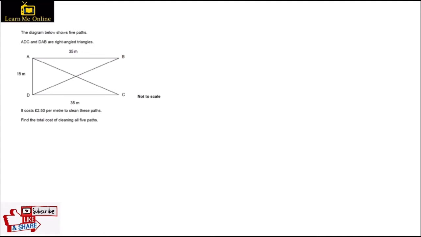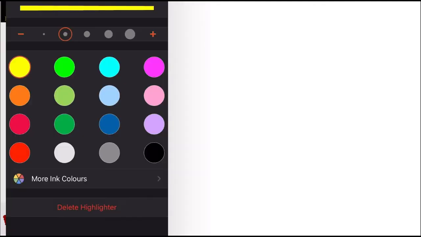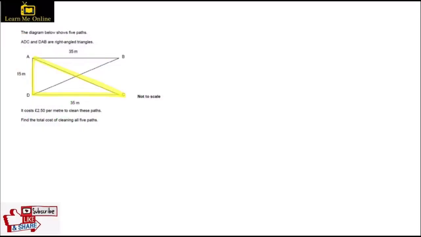So A, D and C is the first one. This is the first triangle. Now the next part is D, A, B, and to highlight that, D, A and B is this part. So we can clearly see that these are two different triangles, and they both are right angle triangles. This is making the right angle over here, and this is making the 90-degree angle over there.